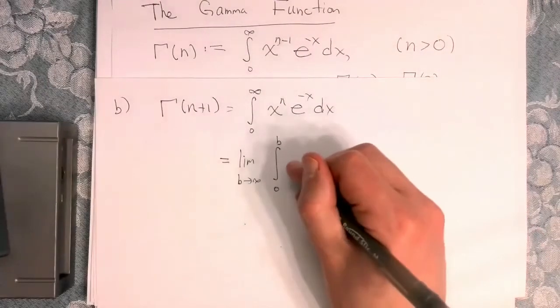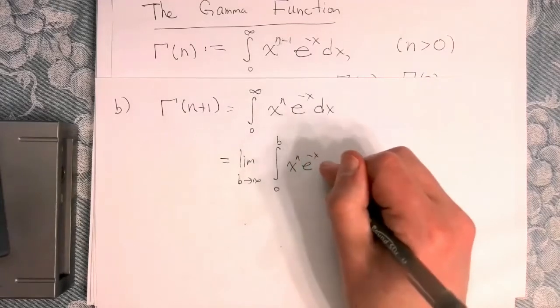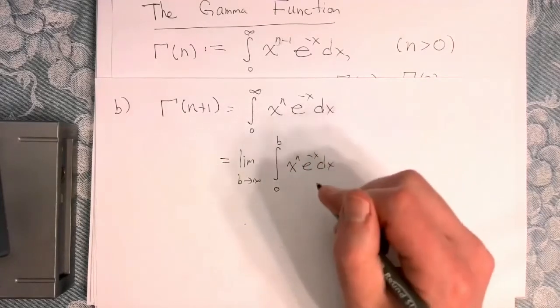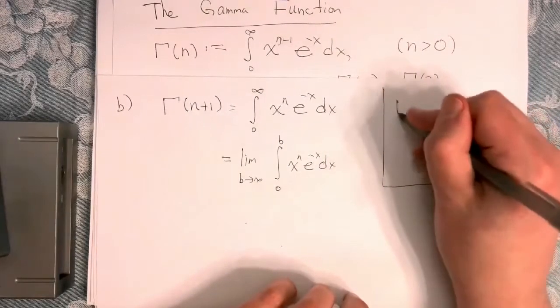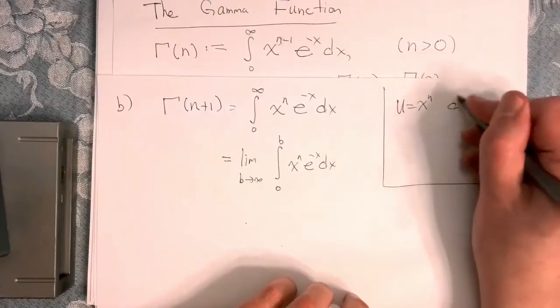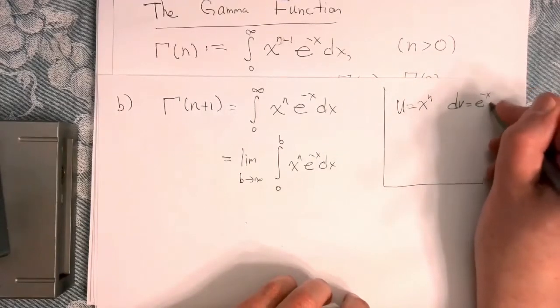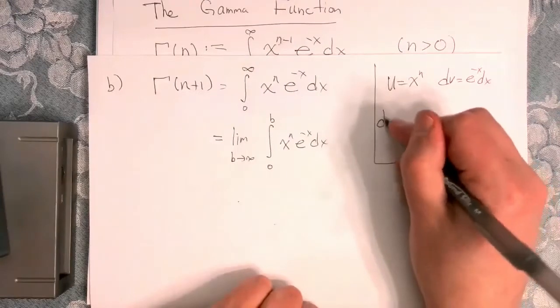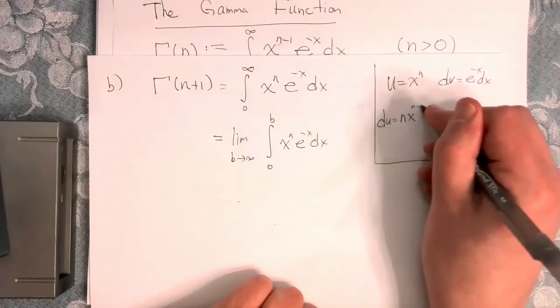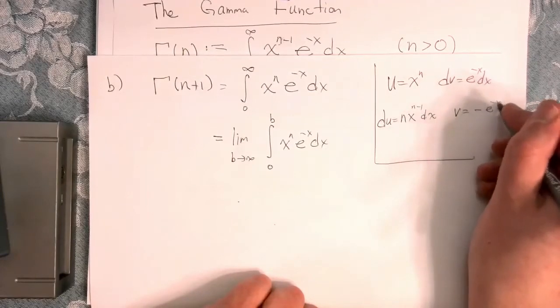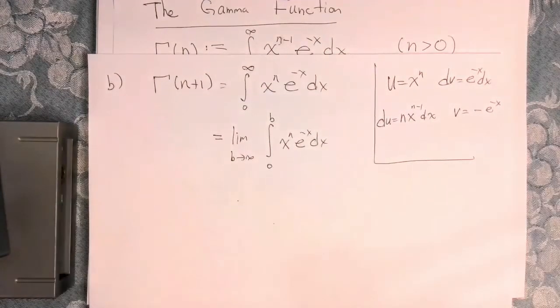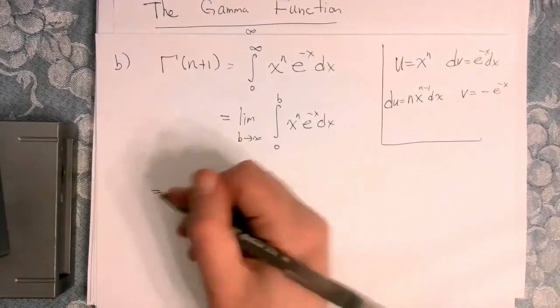What do we have here? So we've got x to the n e to the minus x dx. And yeah, just following out integration by parts. So we're just going to let u equal x to the n. So u is equal to x to the n. dv is equal to e to the minus x dx. And so du is n x to the n minus 1 by the power rule for derivatives. And v, of course, is minus e to the minus x. Okay, so we've got all our bits and pieces here.